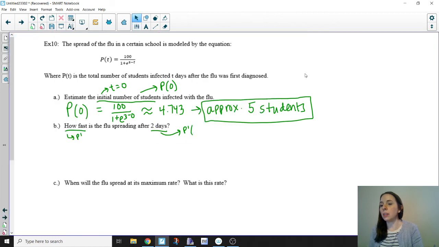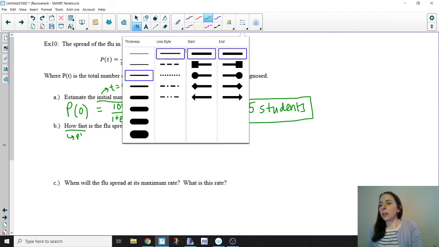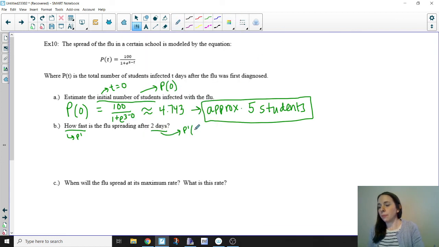No, what just happened? Everything went crazy. Because I hit a button by accident. Okay, so first let's work on finding P prime of T, and then we will sub 2 in. The way that you're looking at your P of T function right here, it is a quotient, and so we would need to use quotient rule.